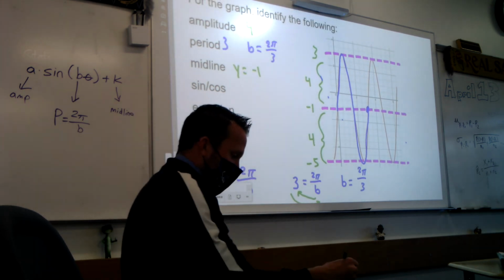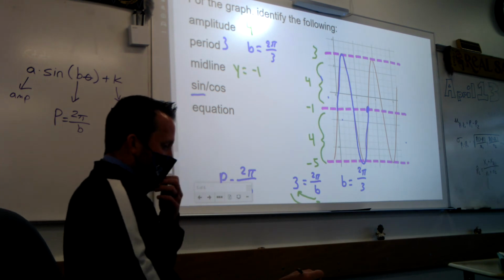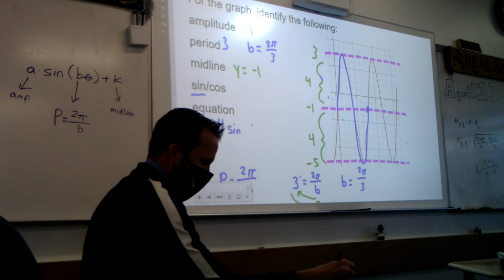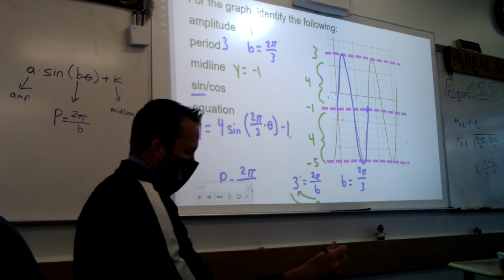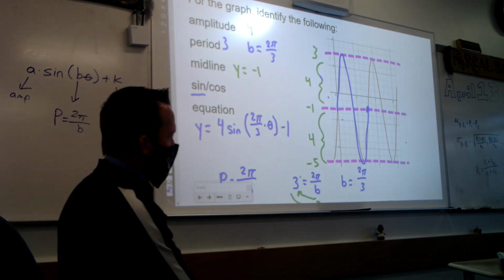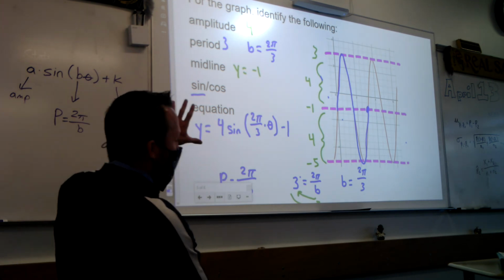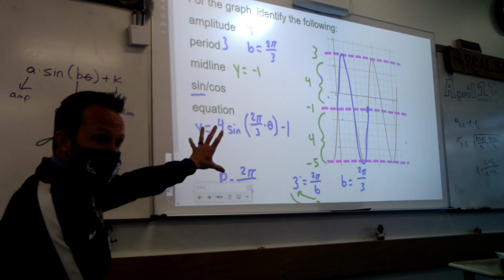Okay, now we already said this is going to be a sine equation. So Eleanor, tell us what that would look like all put together. 4 sine 2 pi over 3 times theta minus 1. Okay. Does that make sense? Why everything is everything? Do you have any questions?